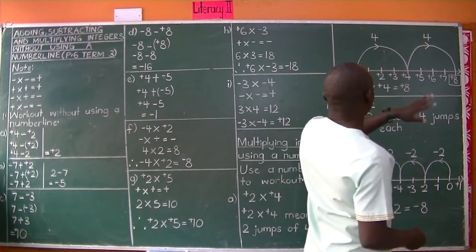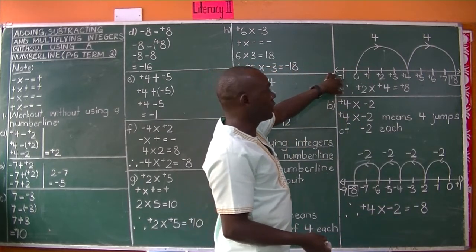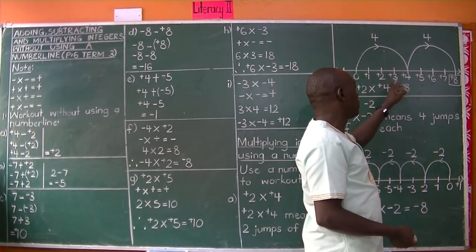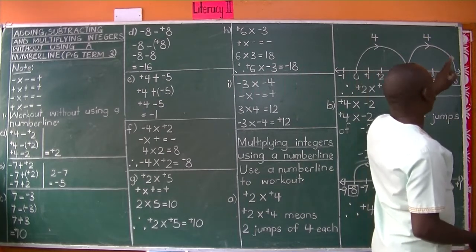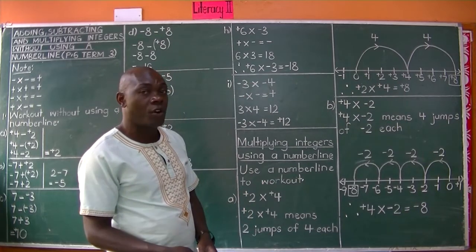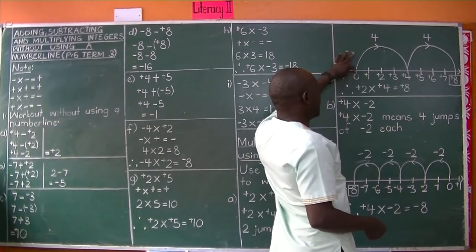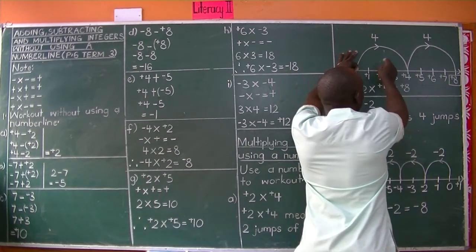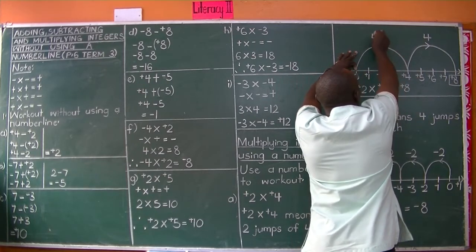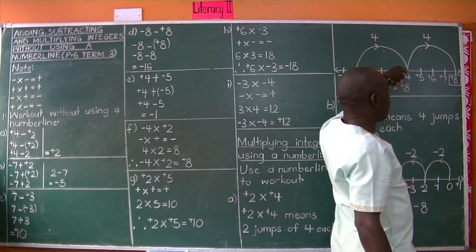Since we are going in the positive direction, the positives must be many. Include some negatives, like 1 negative here. That's negative 1, 0, positive 1, 2, 3, 4, 5, 6, 7, 8. So we want only 2 jumps of 4 each. We jump from the origin, 0, then we count 1, 2, 3, 4. Jump to the positive direction and say this is the first jump of 4.